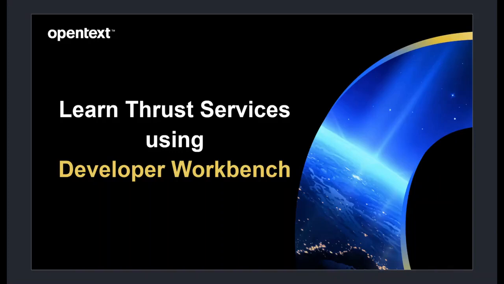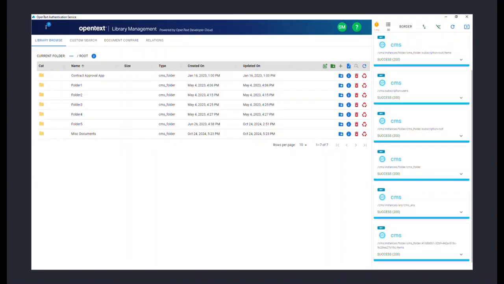This is a walkthrough of the OpenText Developer Workbench, a utility app carefully curated to help you see the power and capabilities of Trust Services. Developer Workbench uses all the APIs that are offered in the Trust Services API bundle and shows how the various content management tasks are accomplished using these APIs in an easy and convenient manner.